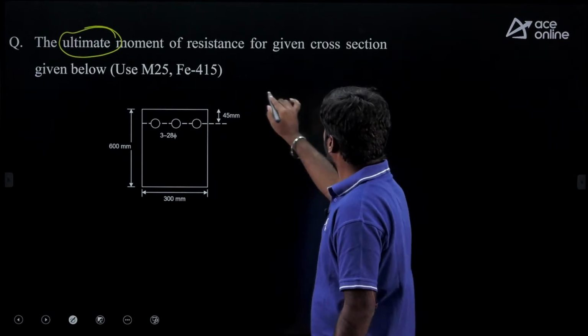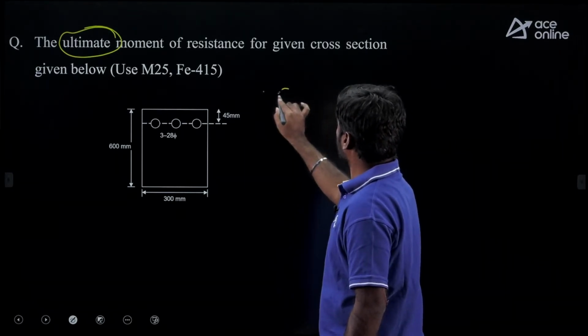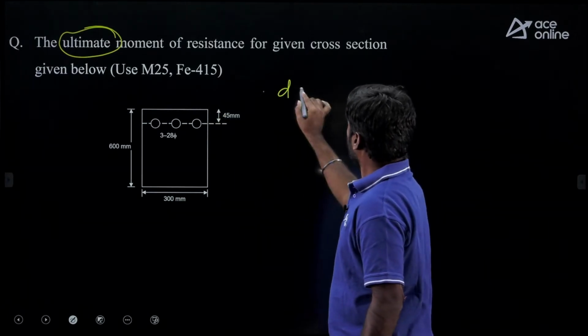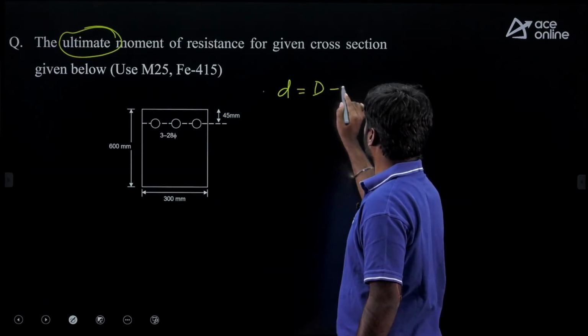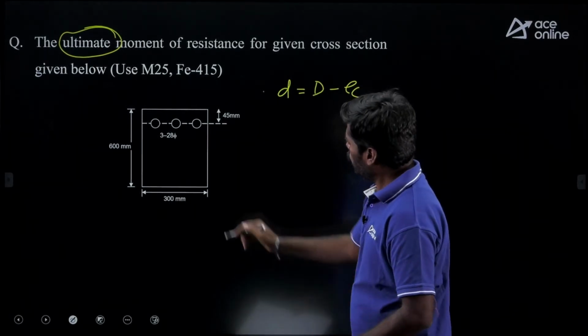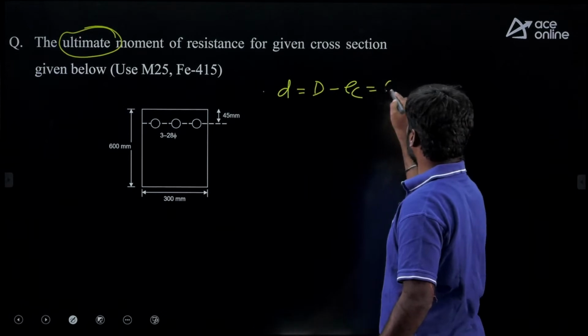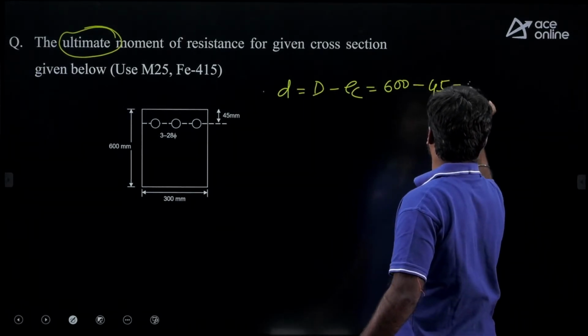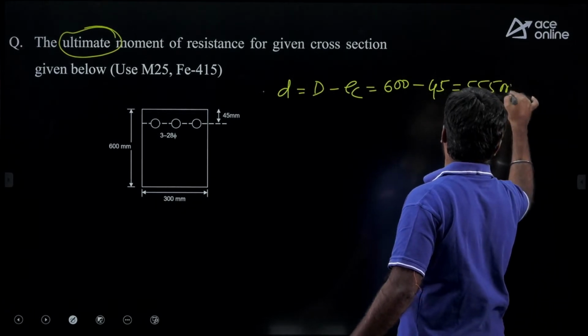So find out first the effective depth of the beam, because the overall depth of the beam and effective cover are given. Effective depth is equal to overall depth minus effective cover to tension steel. Here the given overall depth is 600 mm, effective cover given 45 mm. If you simplify, you may get 555 mm.